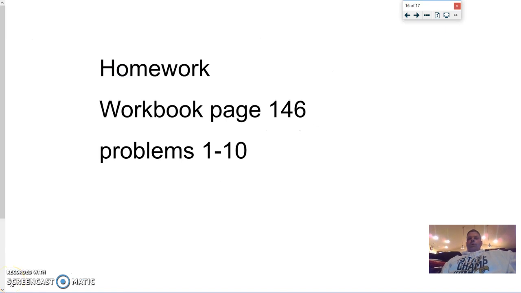Today's homework is in the workbook, page 146, problems 1 through 10. For those of you who do not have a workbook, I have some worksheets on the desk that you may take. Please spend the rest of the time working on your homework, the workbook, page 146, problems 1 through 10. This will be due on Tuesday in class.